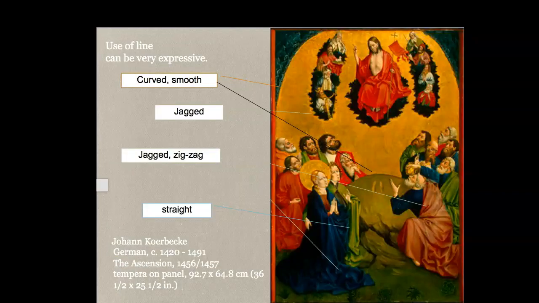Anytime you're looking at an artwork, I want you to stop and think about how the artist is using line, and try to identify what types of lines you see. Maybe just make a list in your journal when you're doing your own art analysis, of all the different types of line that you can pick out.